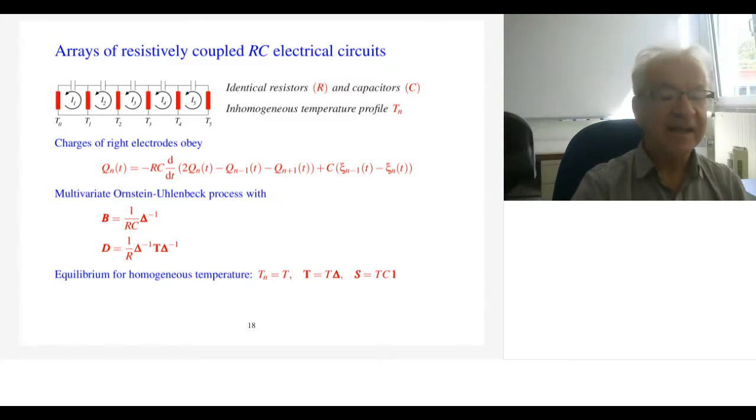Okay, now the correct degrees of freedom which obey reasonable differential equations are the charges on the right electrode. So Q1 is the primitive of I1 from the initial time to time t. It is the charge on the right electrode up here. These charges Q sub n obey differential equations which are similar to those of the previous example, with a difference that now d by dt is in the right hand side.